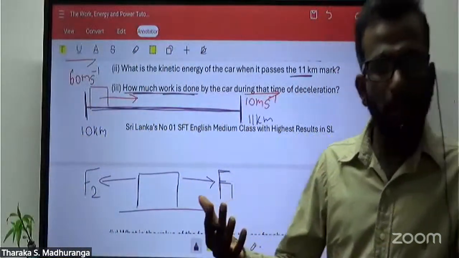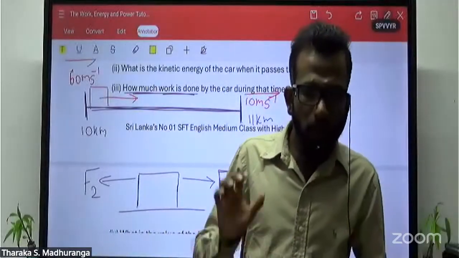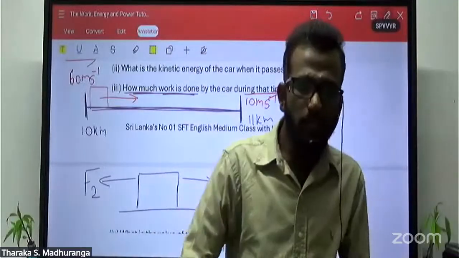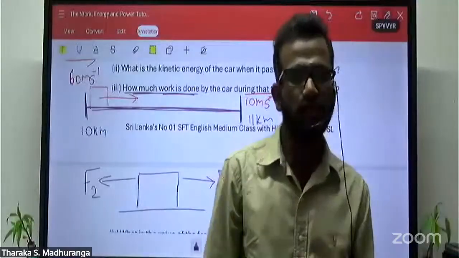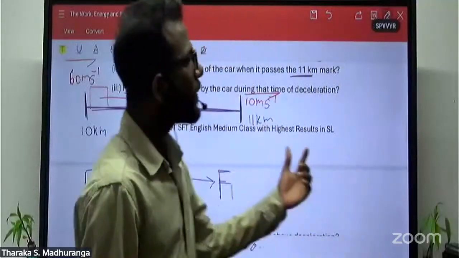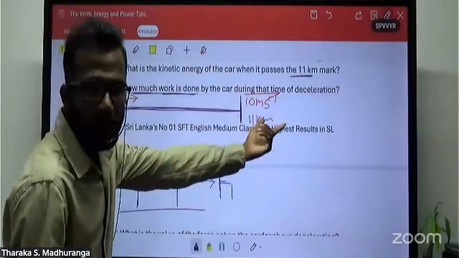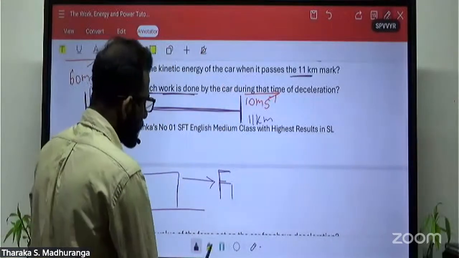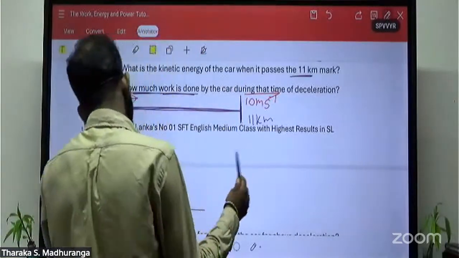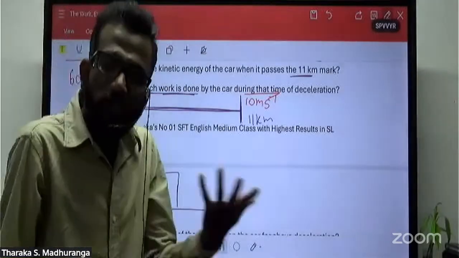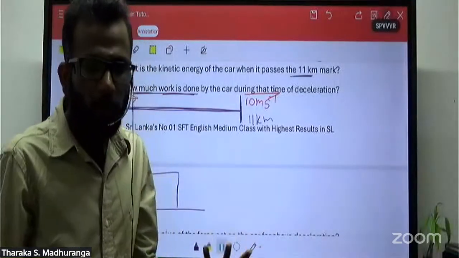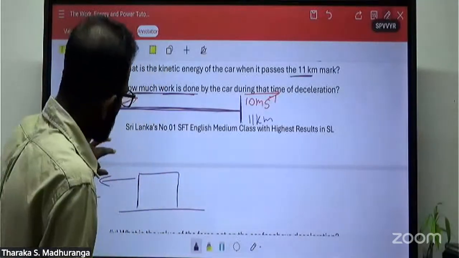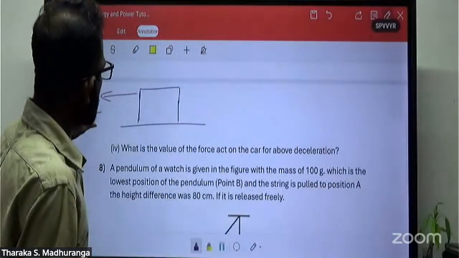For example, if we have a vehicle and the engine gives an external force in the forward direction, the vehicle is accelerating. But in this case the vehicle goes from 60 meters per second to 10 meters per second. It is a deceleration. During deceleration, the force is always acting in the opposite direction.